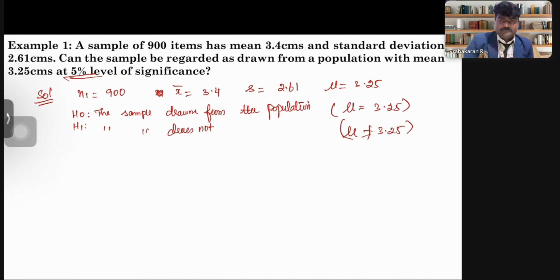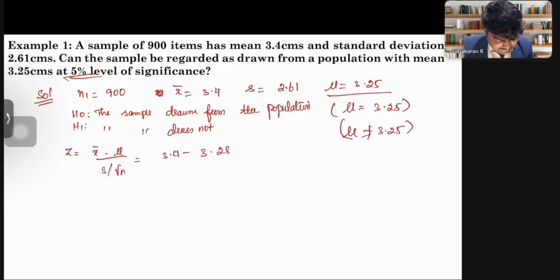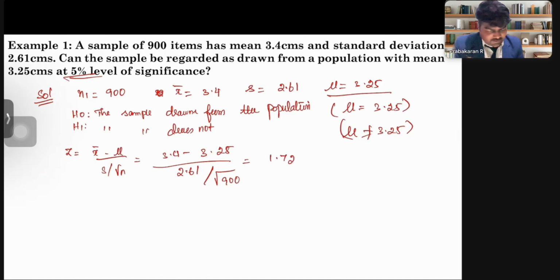Next, we will move to the Z test. The formula is x bar minus mu divided by s by root n. The x bar value is 3.4, minus the mu value 3.25, and the standard deviation of the sample is 2.61 and the sample size is 900. Just make use of the calculator and try to find the answer. The answer is 1.72. The first step is over, the second step is over.